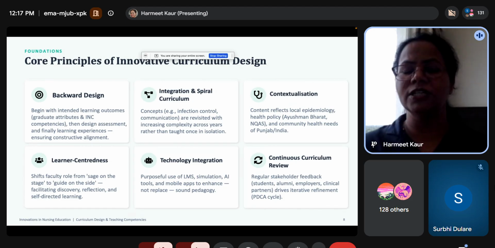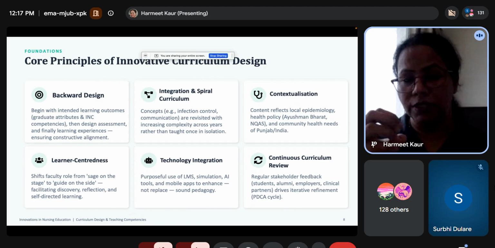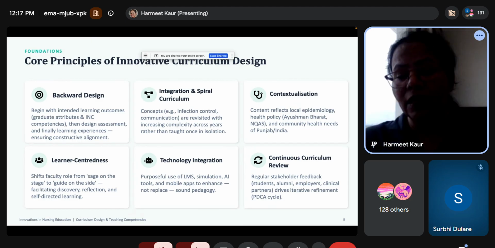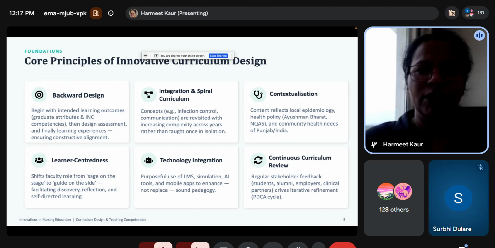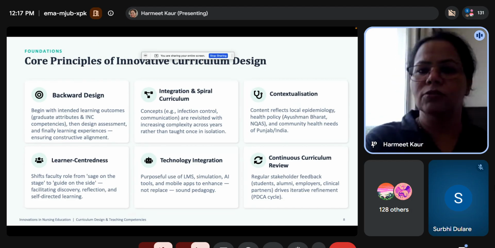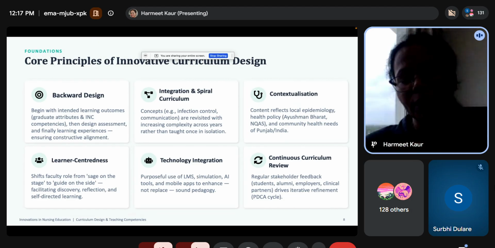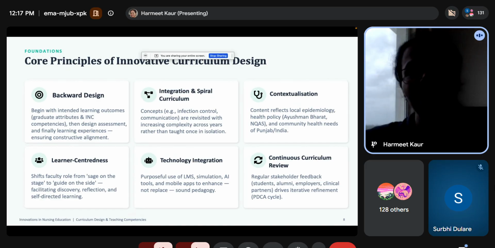That is known as integration and spiral curriculum, where you teach those concepts but don't teach them in isolation. It is not that infection control has to be taught fully isolated. No, it has to be incorporated in different subjects with different levels of complexity, depending upon your curriculum, as it moves from simple to complex, right?